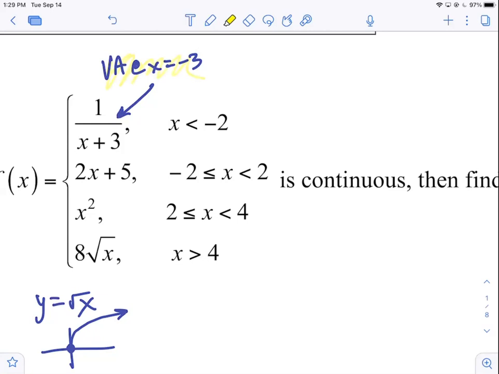Now let's look at the bottom piece, the square root of x. It only lives from 0 and to the right. We're defining that to be the graph everywhere to the right of 4. Is 4 greater than 0? Yeah, so once we start at 4, it's going to be continuous everywhere.